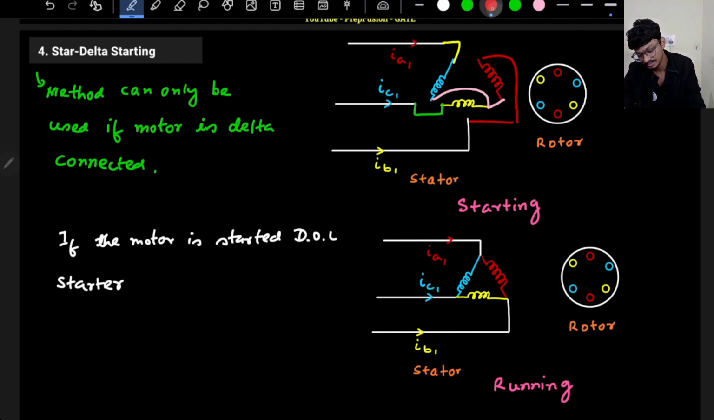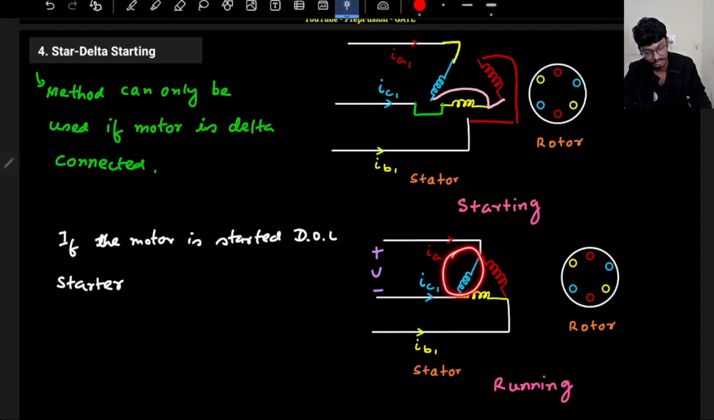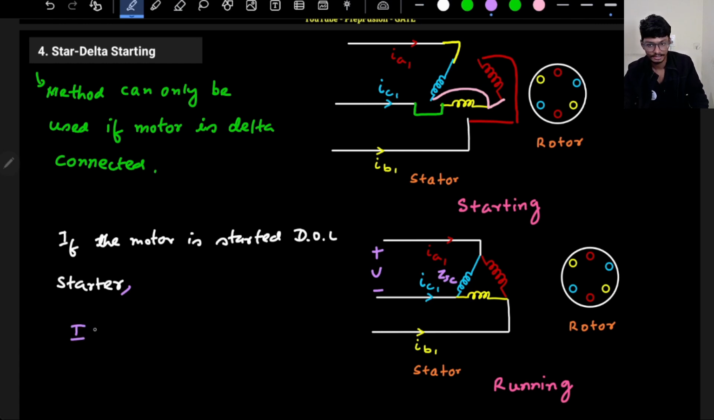In delta the voltage does not change. If I am applying some voltage V over here, the same voltage will be reflected in the coils, and the coil impedance is ZSC. So what will be the coil current in delta? The coil current in delta is equal to the voltage V upon the coil impedance ZSC. This is simply ISC, the starting current in normal delta operation.